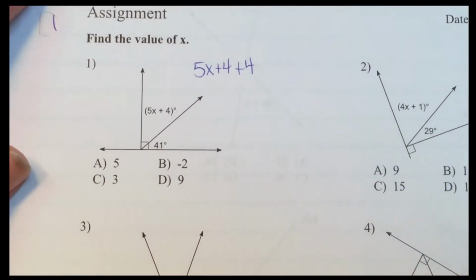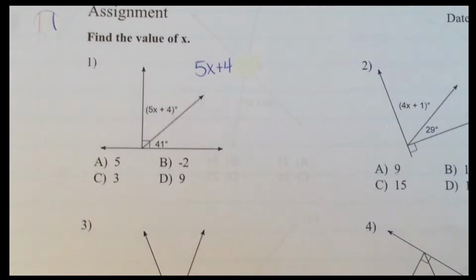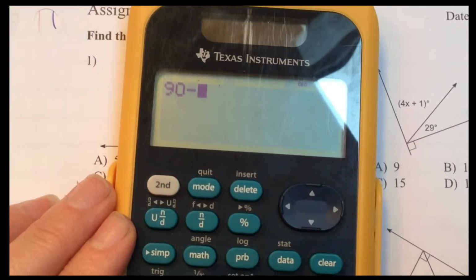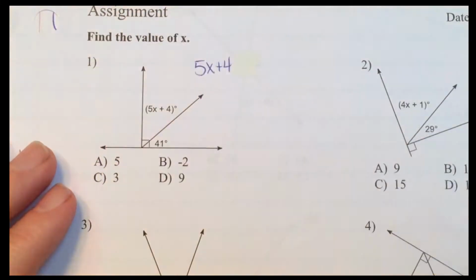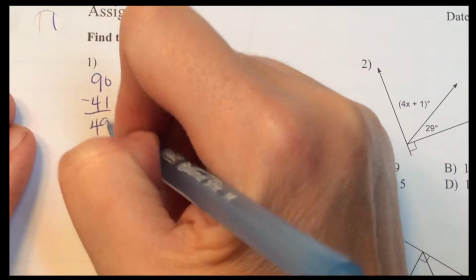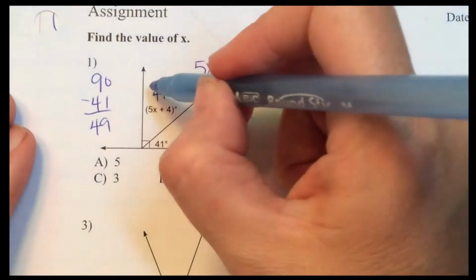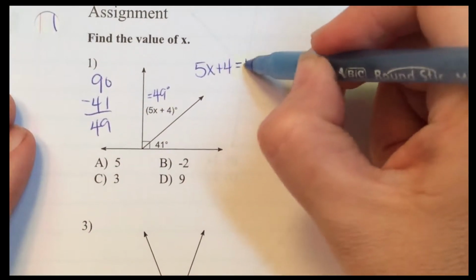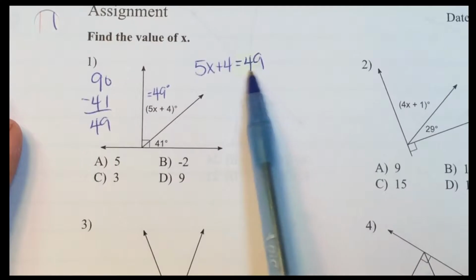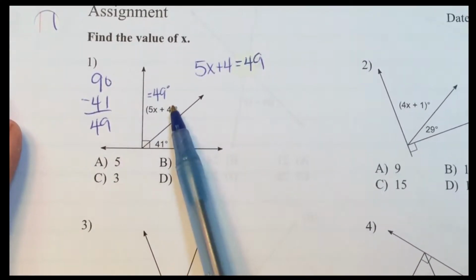well, actually, we did it a different way. We're going to take 90 minus 41 first and get 49. So 90 minus 41 is 49. So that means that this equals 49 degrees. So our equation will be 5x plus 4 equals 49 degrees, because we know that this part equals 49.